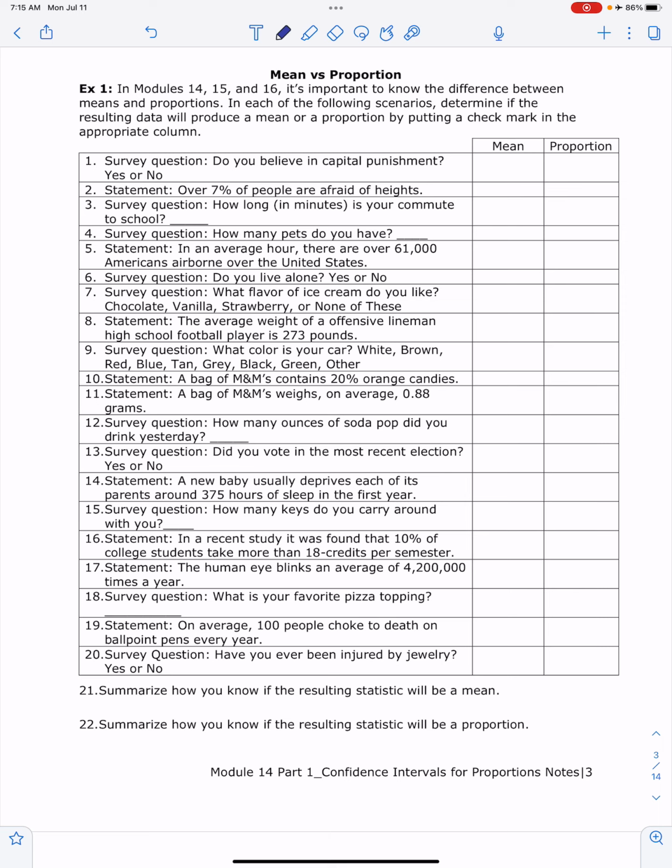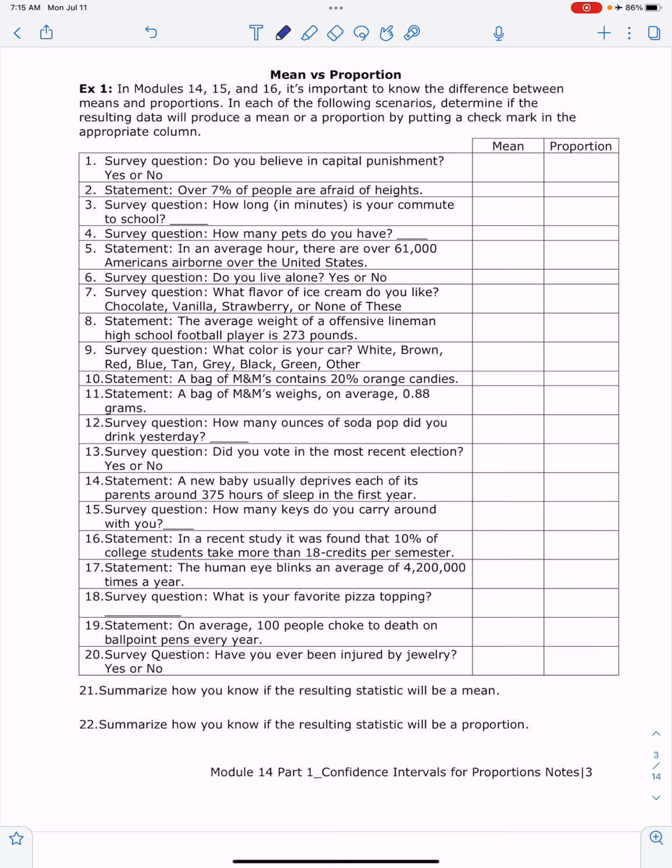This might be a nice time to pause the recording, go ahead and take a shot at these, and then come back and compare your answers with mine. Make sure that you are comfortable identifying mean versus proportion.